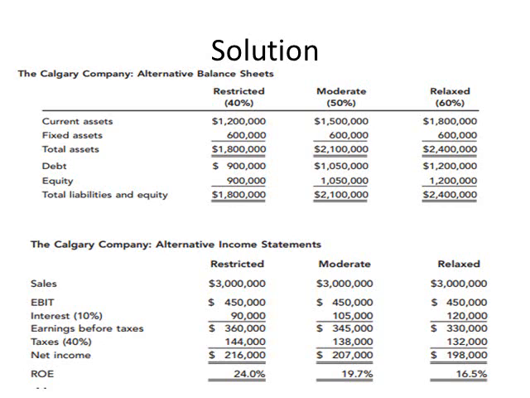And in the second strategy, or the moderate strategy, I will divide the 207 net income by the equity, which is 1,050,000, times 100, which gives me 19.7%. And in the last strategy I'm going to divide the net income, which is 198, by the 1,200,000 equity. It will be equal to 16.5%.